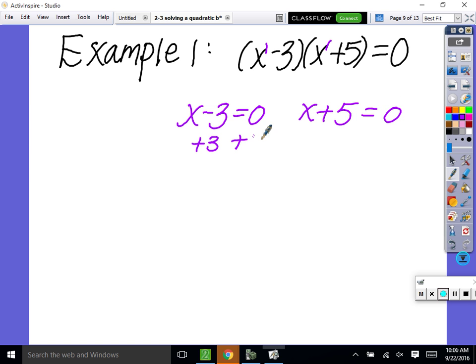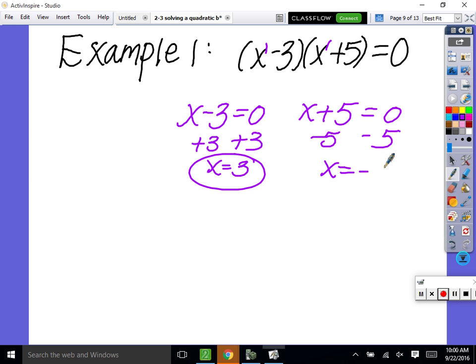So we would add 3. So x is equal to 3 is a solution, and subtracting 5, x is equal to -5. So it's kind of nice because sometimes it'll already be factored for us. If we're asked to solve, then we'll just set those factors equal to 0 and solve.